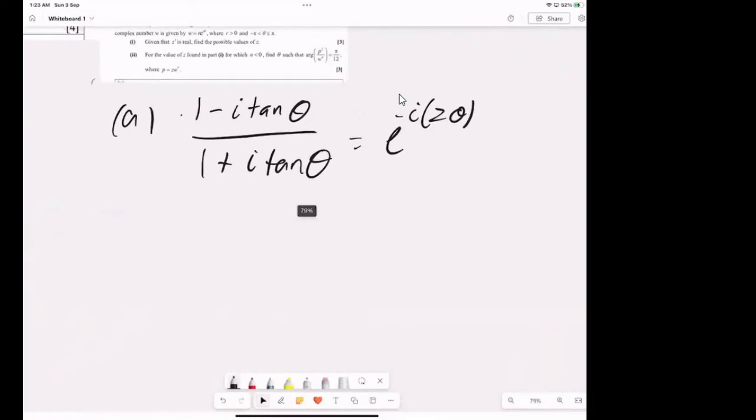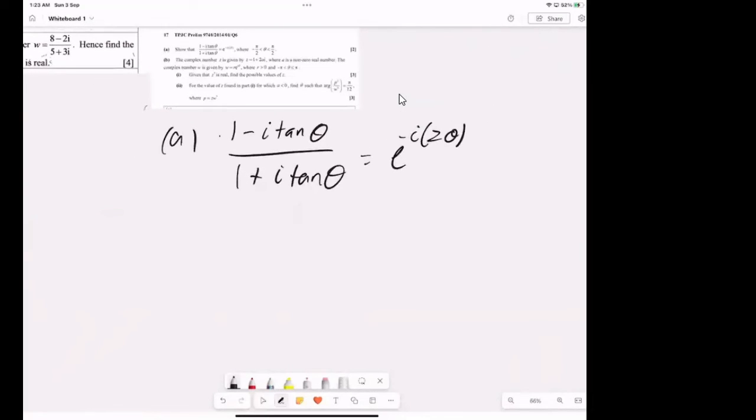So, hmm, let me think. How do I want to do this question? Either I attempt to make the left hand side go to the right hand side, or the right hand side go to the left hand side.